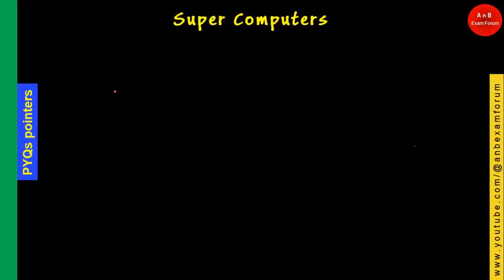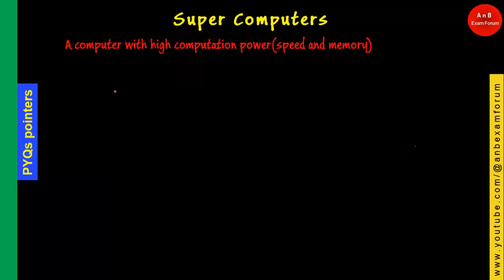Let's see a few important previous year question pointers related to supercomputers. The first thing you should know about supercomputers is the definition. A supercomputer is a computer with high computation power. High computation power means it has a lot of speed and a lot of memory compared to personal computers. That's why the word super is in front of computer.